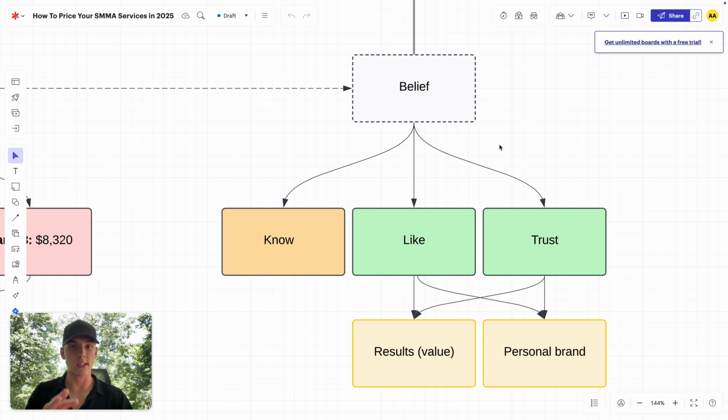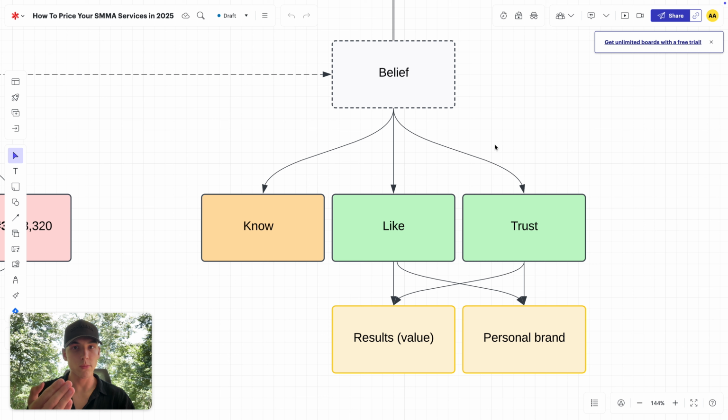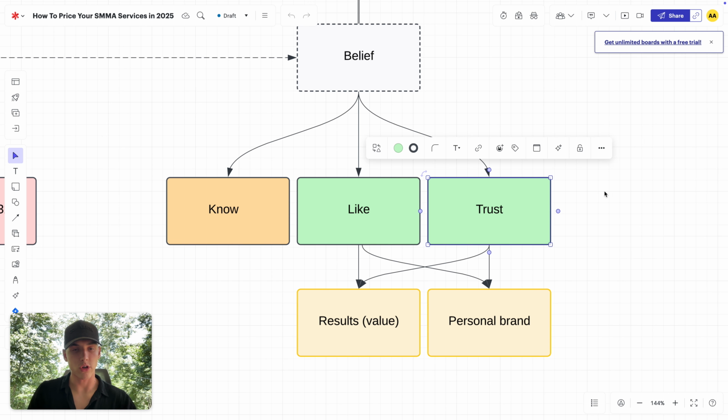And belief consists of 3 parts. For someone to believe in you, they have to know you, they have to like you, and they have to trust you. Know you is kind of self-explanatory. If they're on a sales call with you, they already know you. So I'm going to ignore that one, but like and trust are the ones that are difficult to build.